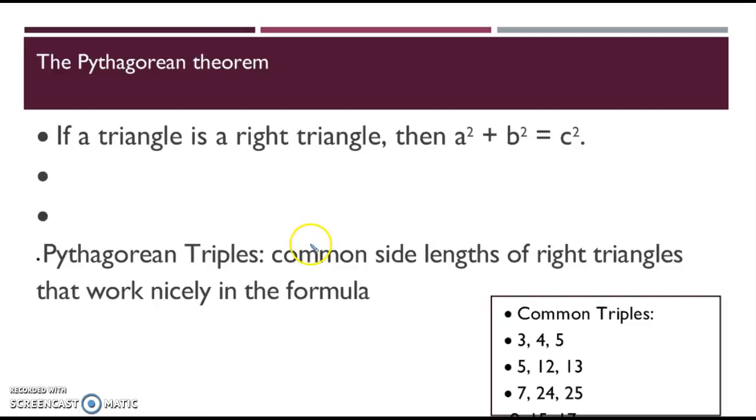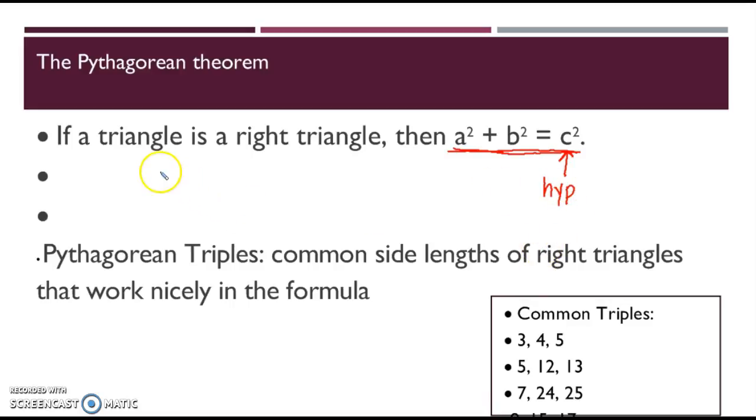So the Pythagorean theorem is not just this equation a squared plus b squared equals c squared. The Pythagorean theorem says if a triangle is a right triangle, then a squared plus b squared equals c squared. So if I'm told it's a right triangle, or if it's labeled with that box in the angle, I know it's a right triangle, I can plug in my sides to a squared plus b squared equals c squared. And remember, the c always has to be your hypotenuse.